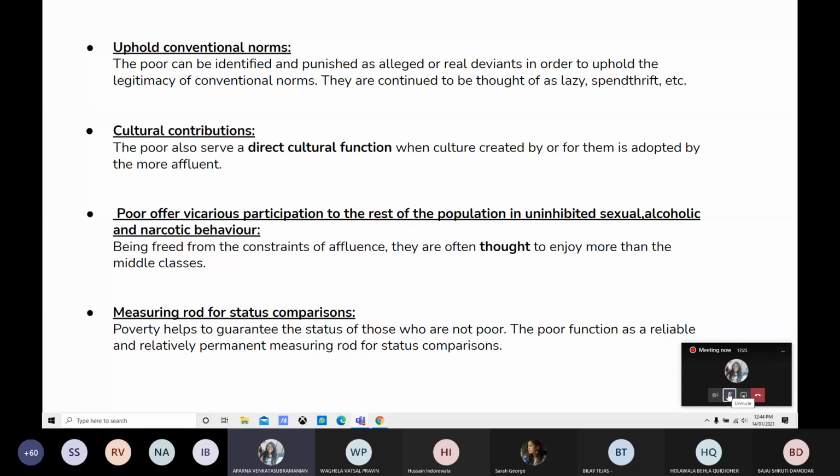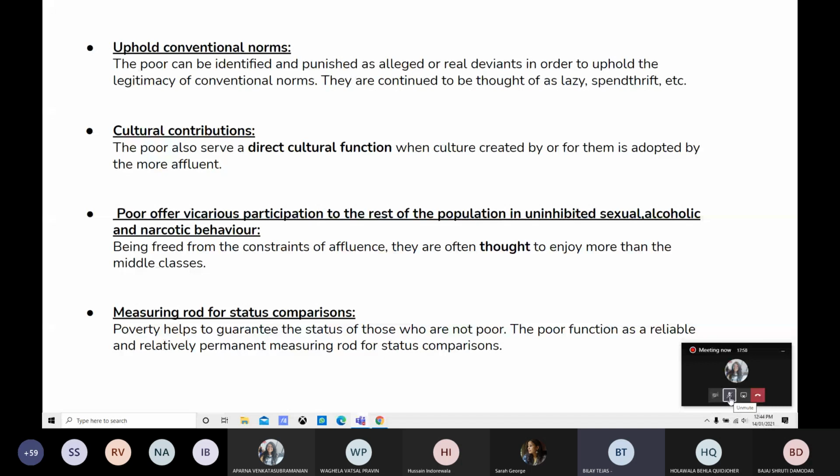Then Gans highlights and talks about cultural contributions. The poor also serve a direct cultural function. Culture is being created by or for them, and it is adapted by the more affluent. He talks about impoverished cultures that are produced and valued by the wealthy classes. Blues and jazz, for instance, or country western music all have their roots in black and rural heritage. The Beatles came from working class Liverpool. Modern variants of this are rap and hip hop.